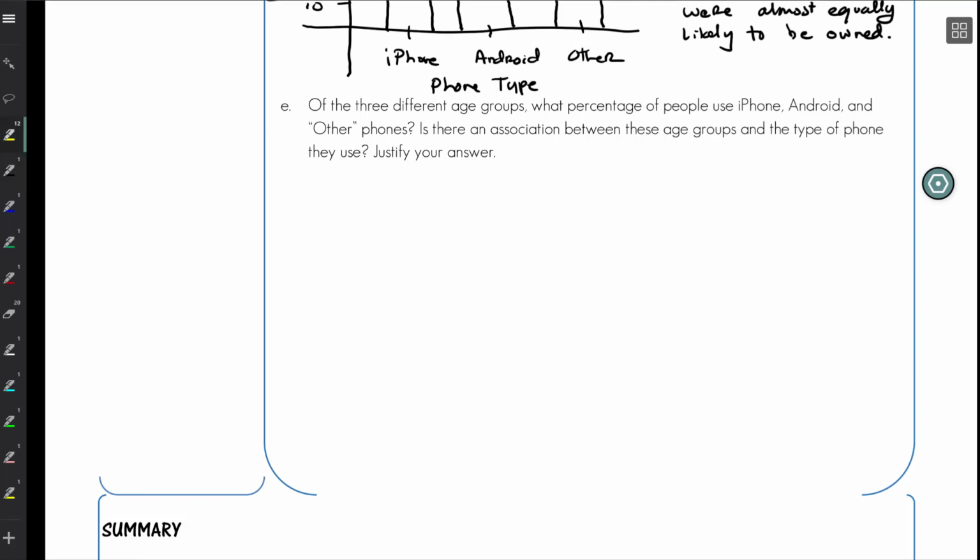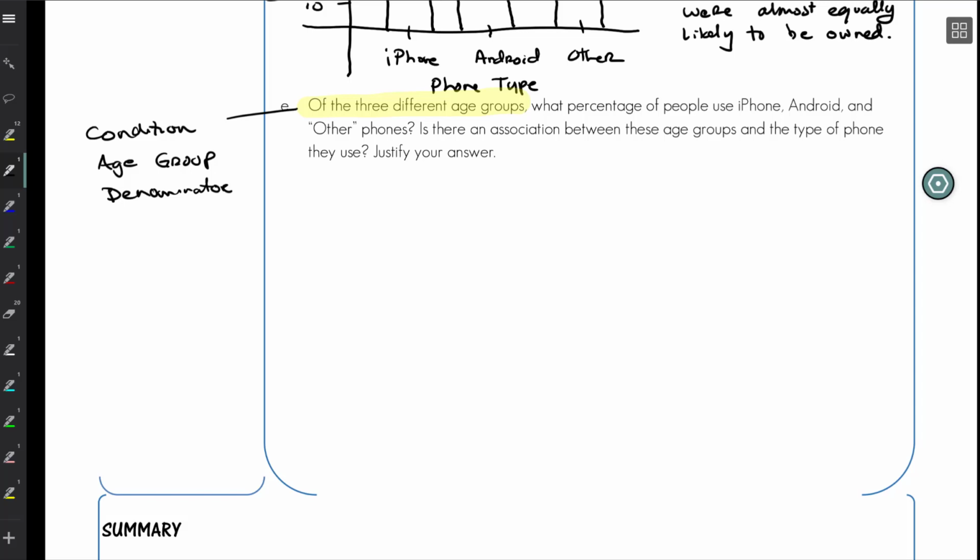So the first thing I see in this example is this big keyword "of." Again, what that does is it tells me what my condition is. The condition is important because the condition is going to be the denominator for any of these conditional distributions. So that means we want to set this up to where we are looking at how many people are in each one of the three different age groups. Now we want to know the percentage of people using iPhone, Android, and other based on the age group.